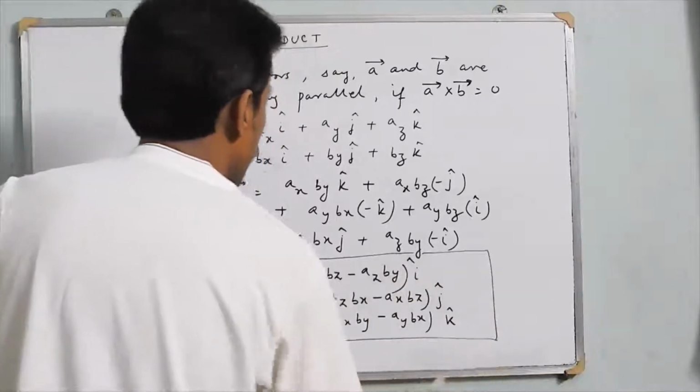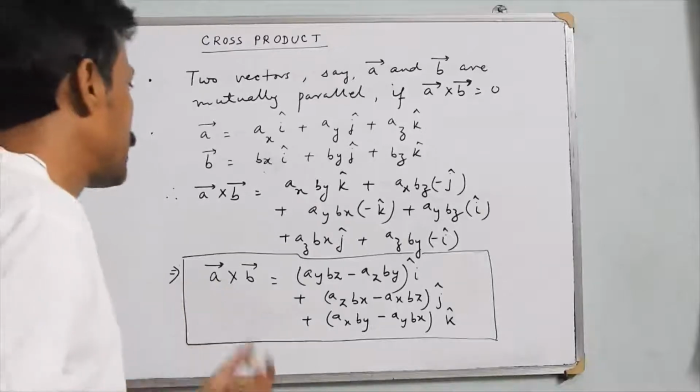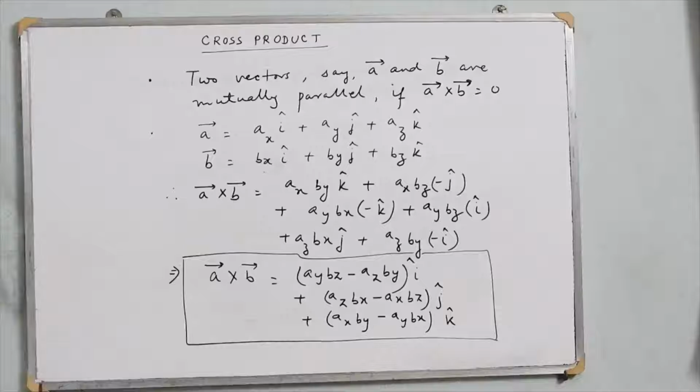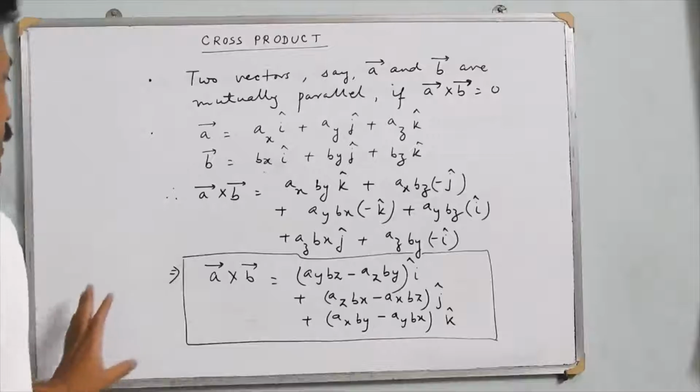But this might be difficult to remember, so we will apply the trick of determinants in order to remember this. So what we get is Ay Bz minus Az By, Az Bx minus Ax Bz, and Ax By minus Ay Bx k hat. So we use a trick that is called the trick of determinants in order to remember this. So we have to write this A cross B and its components in the form of a determinant, and then we can remember it.